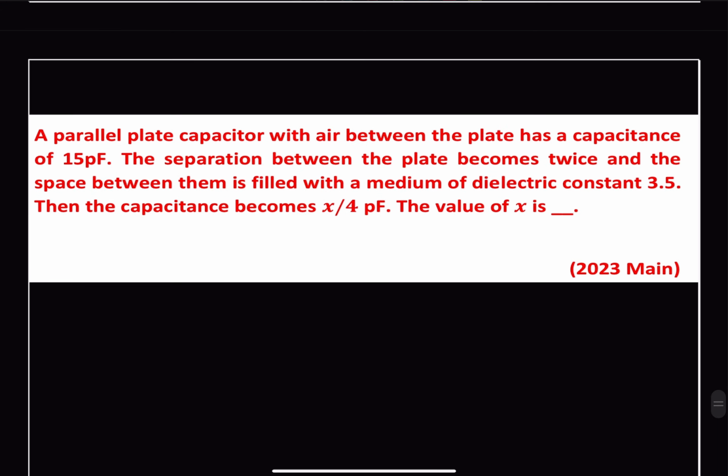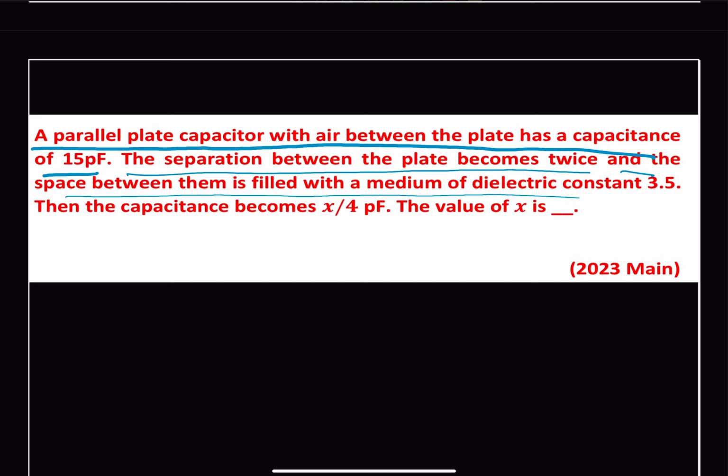It states that a parallel plate capacitor with air between the plates has a capacitance of 15 picofarad. The separation between the plates becomes twice and the space between them is filled with a medium of dielectric constant 3.5. Then the capacitance becomes x by 4 picofarad. The value of x is. So we are given that we have a capacitor and its capacitance, let us suppose C1, or we can say C, is given as 15 picofarad.